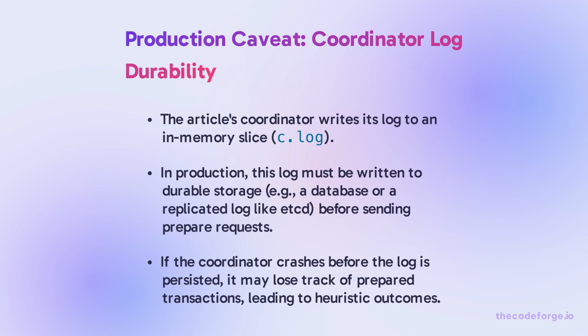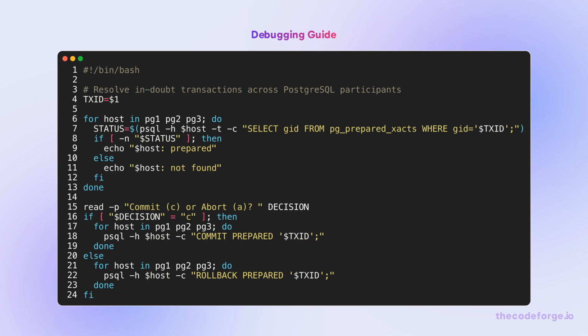The article's coordinator writes its log to an in-memory slice, clog. In production, this log must be written to durable storage, e.g., a database or a replicated log like etcd, before sending prepare requests. If the coordinator crashes before the log is persisted, it may lose track of prepared transactions, leading to heuristic outcomes. Here's a debugging script that queries all participants for a given transaction ID and lets you commit or abort. Automate this to resolve stuck transactions quickly.